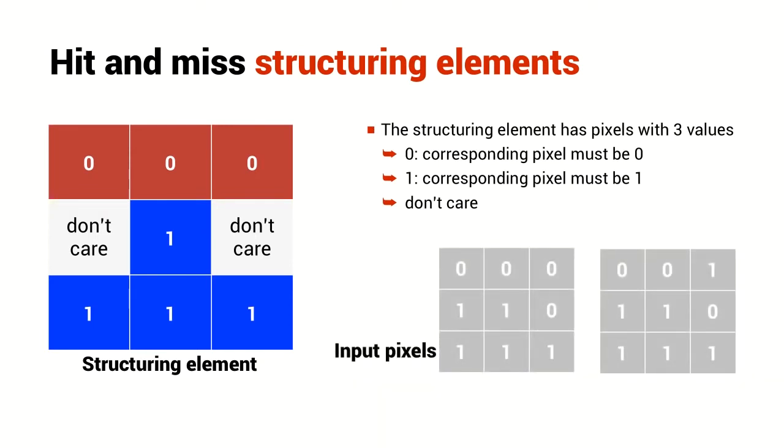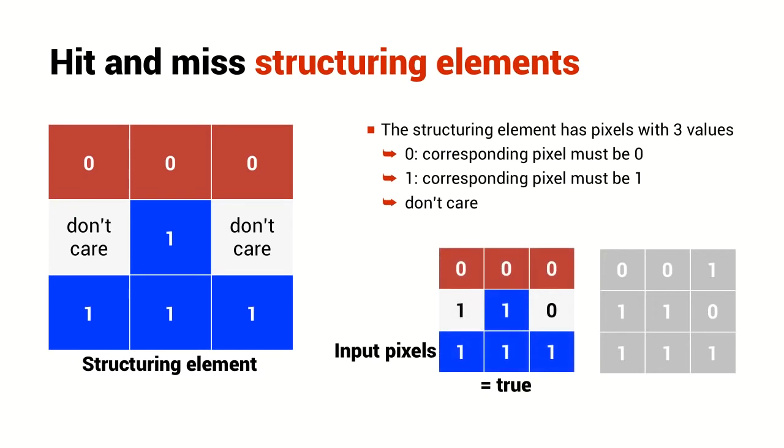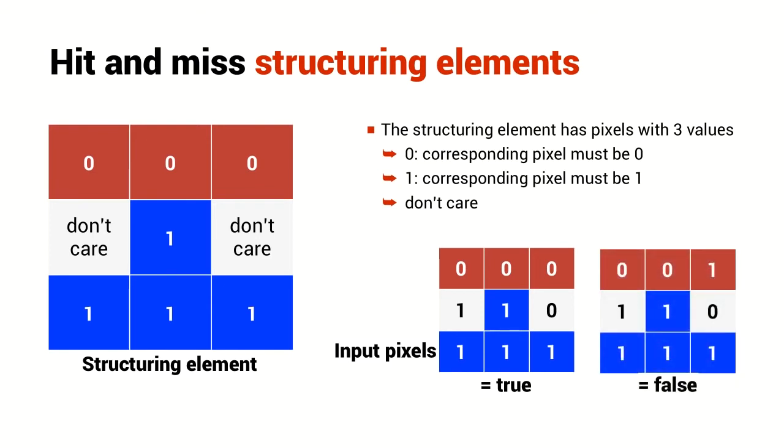Here are two input pixel patterns, and we're going to overlay this particular hit and miss transform on top of each of them. Now in the first case, we see that the result is true. The red pixels in the structuring element lie over 0 pixels in the input image, and blue pixels in the structuring element lie over input pixels which are all equal to 1. So the result is true. We don't care about the other two pixels here, what values they have. They do not participate.